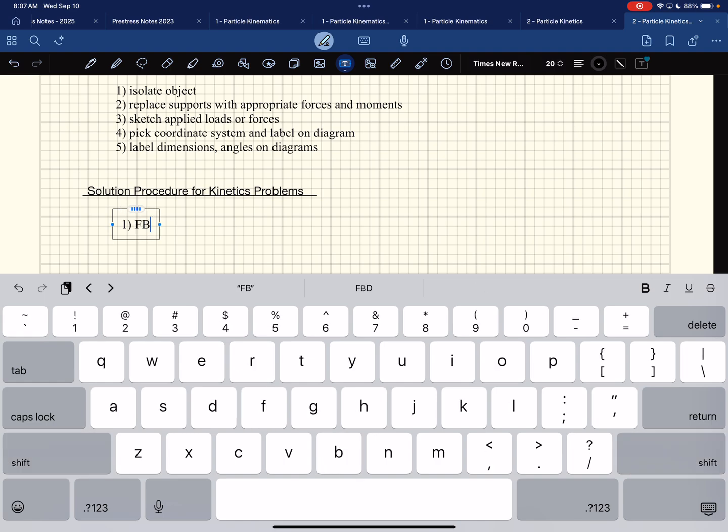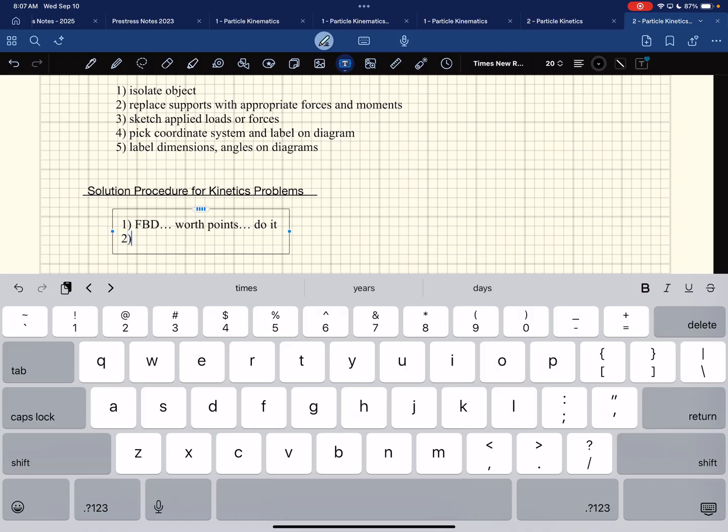First thing we're going to do is draw a free body diagram. Make note that this is worth points. If you get to the exam and you're like, oh my God, what do I do, and then you leave off the free body diagram, you're going to get fewer points. If you at the very least try a free body diagram, you're going to get some points because you know that's the first step. I would just recommend following all these steps. Do it. I know sometimes you don't want to, but just do it every time.